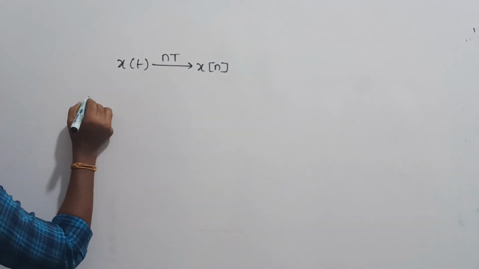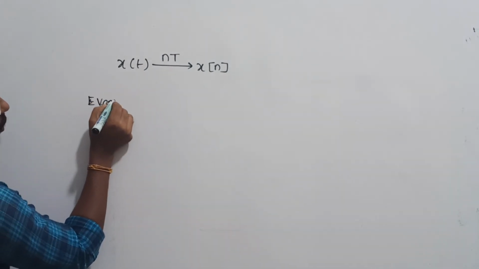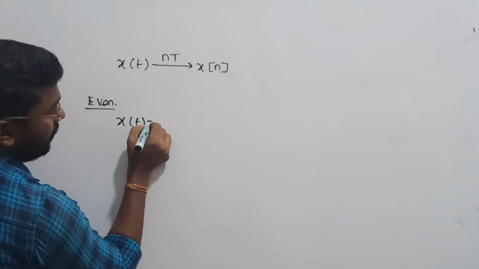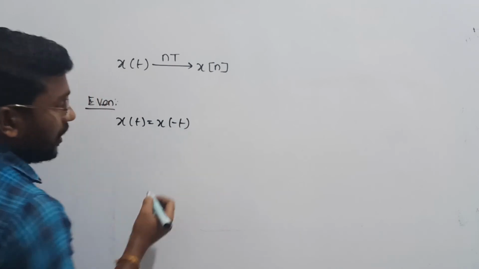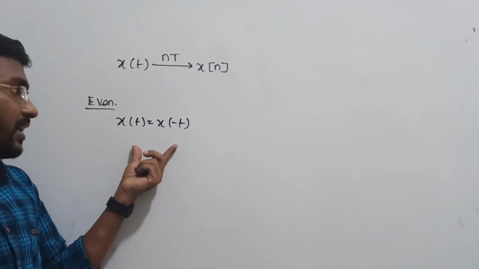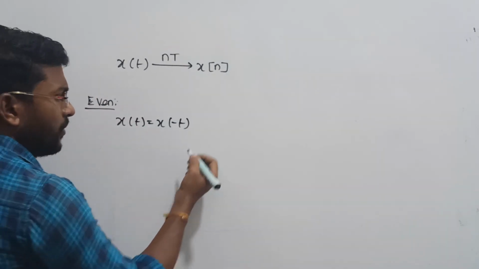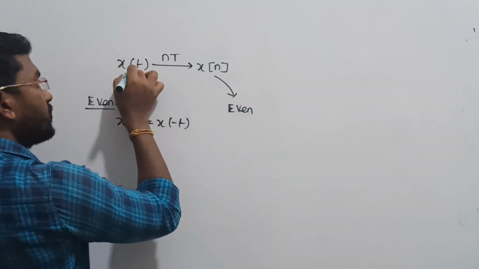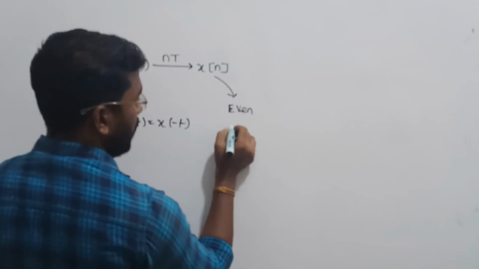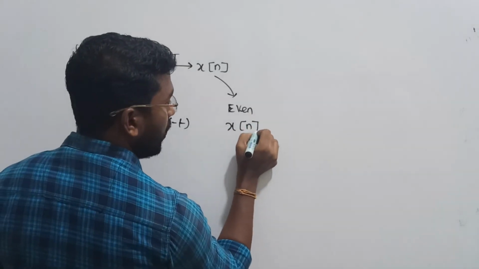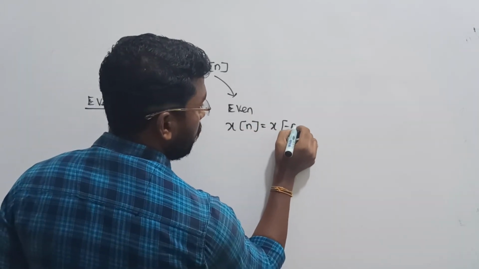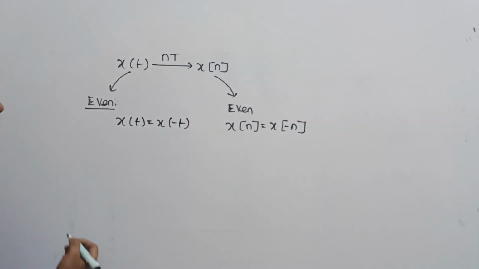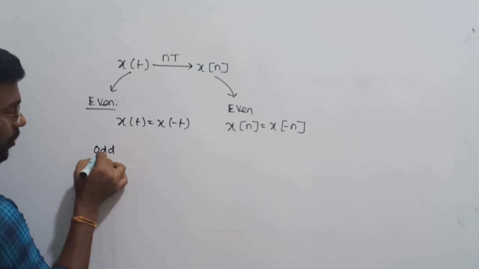So let us take the even function now. First we saw that in continuous time domain, the condition for an even function is x of t equal to x of minus t. If a signal satisfies this condition, then it is called an even function. The same holds for the even function in the discrete domain. In discrete domain, it can be written as x of n should be equal to x of minus n. Similarly, in case of continuous time domain, the same procedure.